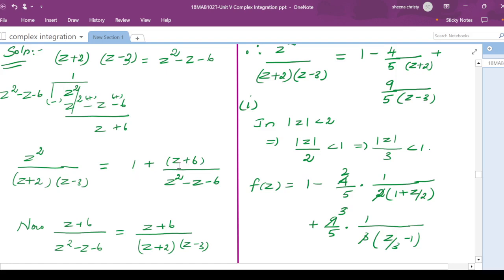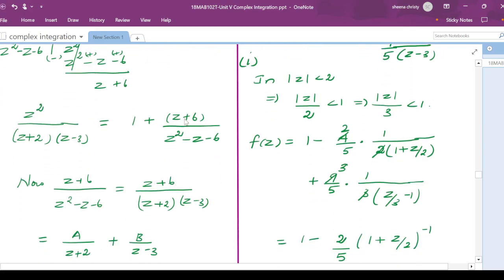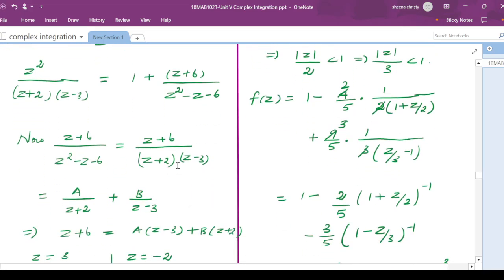So now you can see that the power of the numerator polynomial is less than the power of the denominator polynomial in z. We can proceed now. Here z plus 6 divided by z square minus z minus 6, I can write it as z plus 6 divided by (z plus 2) into (z minus 3). Now break it up by making use of the partial fraction method. So you can write it as A by (z plus 2) plus B by (z minus 3), by finding the values of A and B.